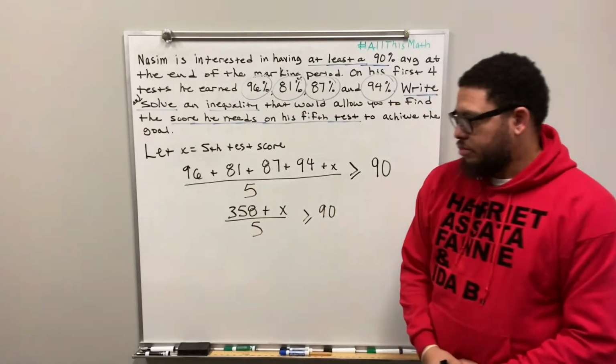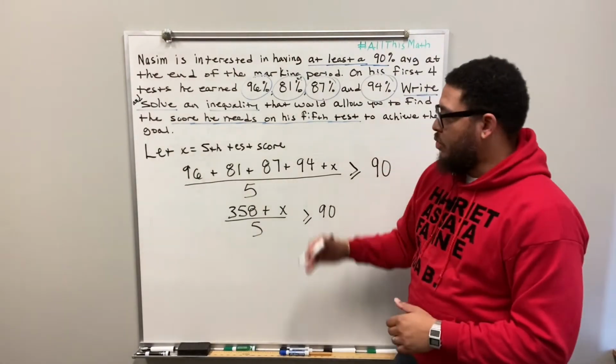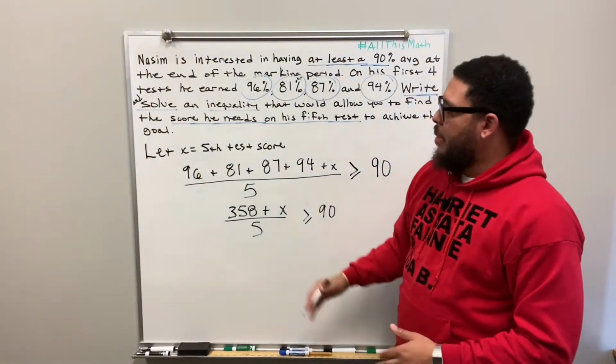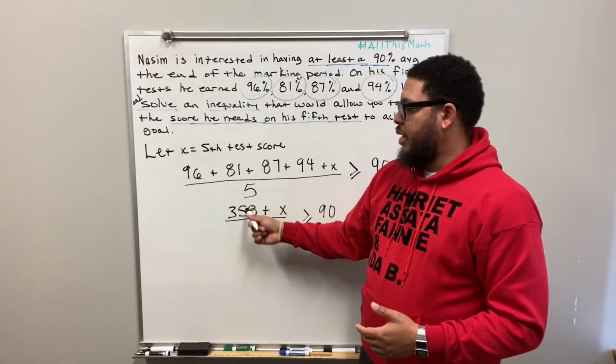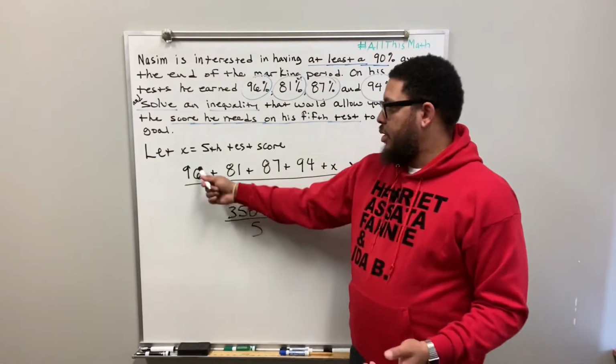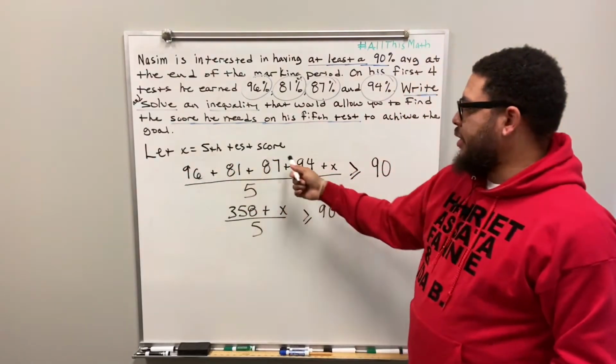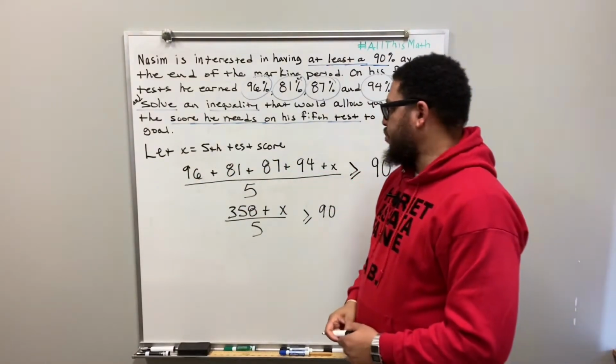All right? So always understand when you go from one step to the next in any problem, always understand what happened. Like, where did this 358 come from? And you should be able to explain where it came from. The sum of 96, 81, 87, and 94. That's where it came from. Right?